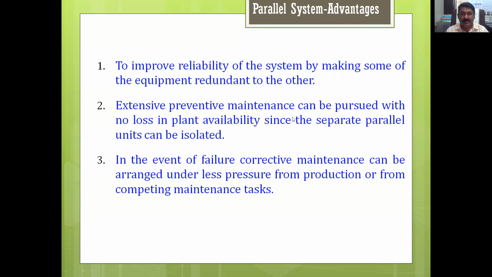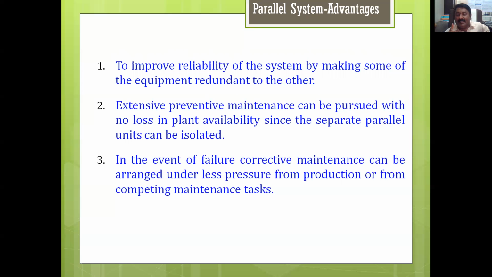Okay, so here the parallel system advantages. What are the advantages of this parallel system? It improves the reliability of the system by making some of the equipment redundant to the other. The reliability of the system can be improved by making some of the equipment redundant, because it is not the case that all should be working at the same time. So this is the advantage.